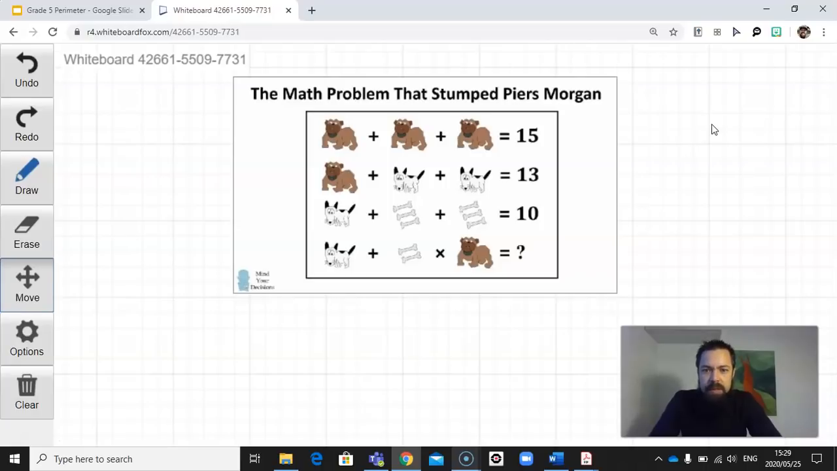In the last row, just be aware that there's not the same number of bones, and you've also got plus and times, so you've got to make sure you do BODMAS in the correct order, which you should be able to do because we have practiced BODMAS.